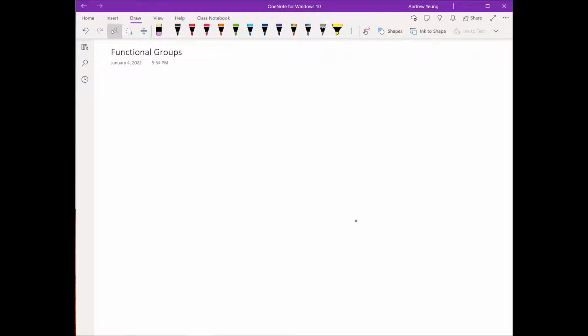Morning, everyone. So over the last couple of days, we've been looking at a few different functional groups. Let's just try a little bit of practice.